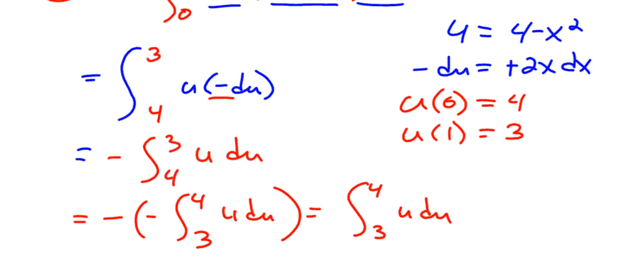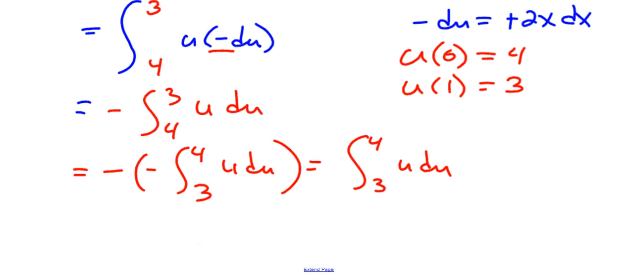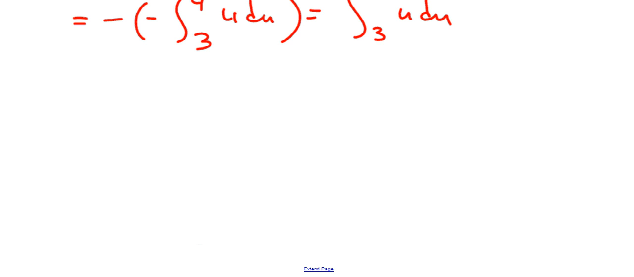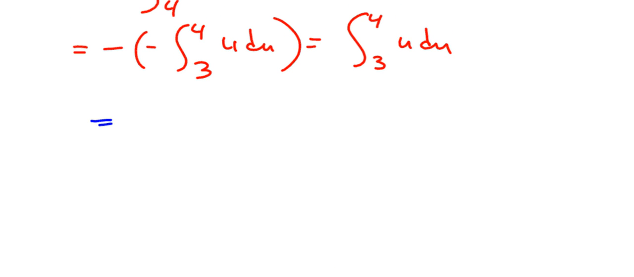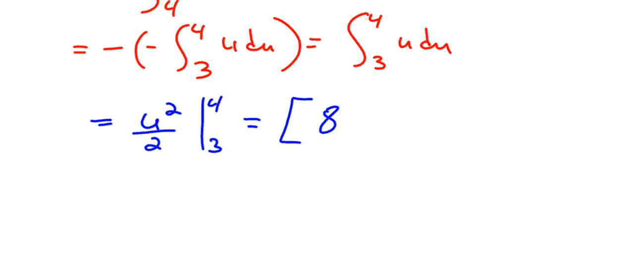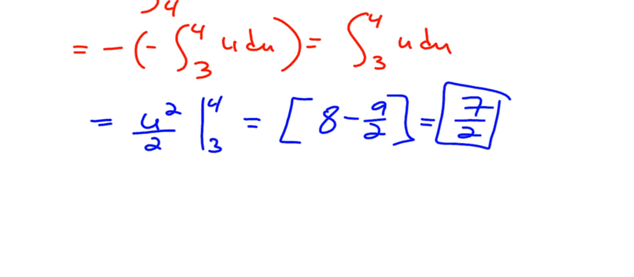Because I changed the bounds, I can take the antiderivative of this equation, which is u squared divided by 2, and evaluate it from 3 to 4. Because I did the change of bounds, I'm going right into the fundamental theorem of calculus part 2 and evaluating. Plugging in my upper bound, I get 8, and plugging in my lower bound, I get 9 halves. When I simplify this, I get 7 halves as my answer.